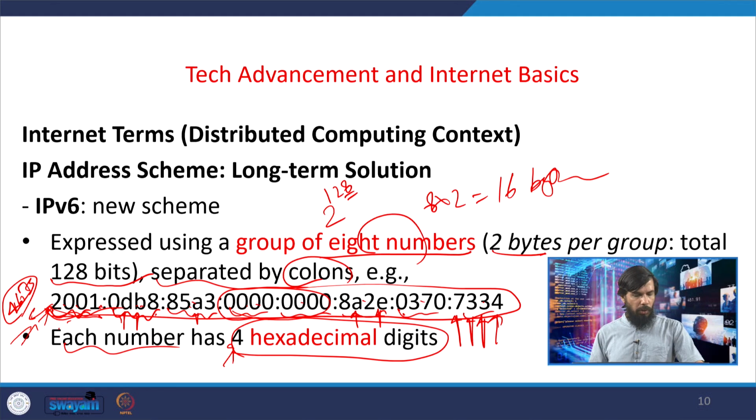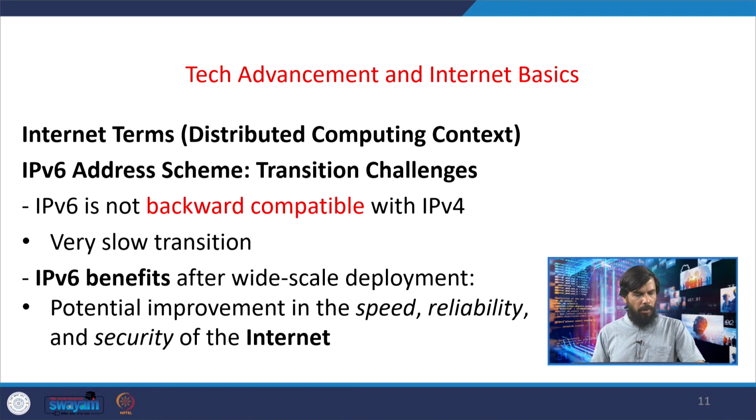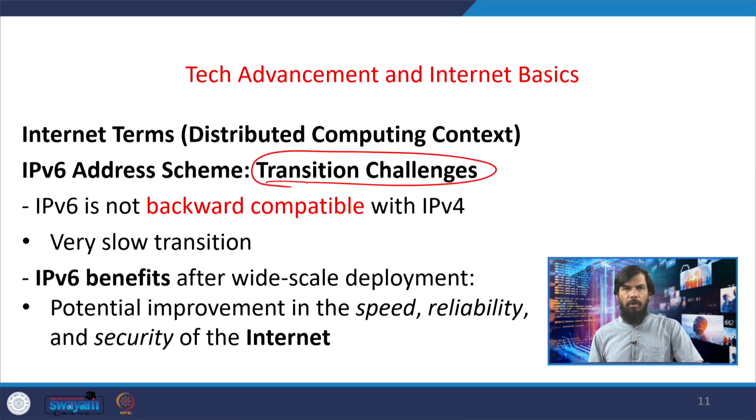So, this is about the IPv6 new scheme that is the long term solution to address this IPv4 problem, right. Now, there are transition challenges in moving away from IPv4 to IPv6, because IPv6 is not backward compatible with IPv4, right. And because of this lack of compatibility, a quick transition is not possible. So, it is a gradual transition that has to be done.